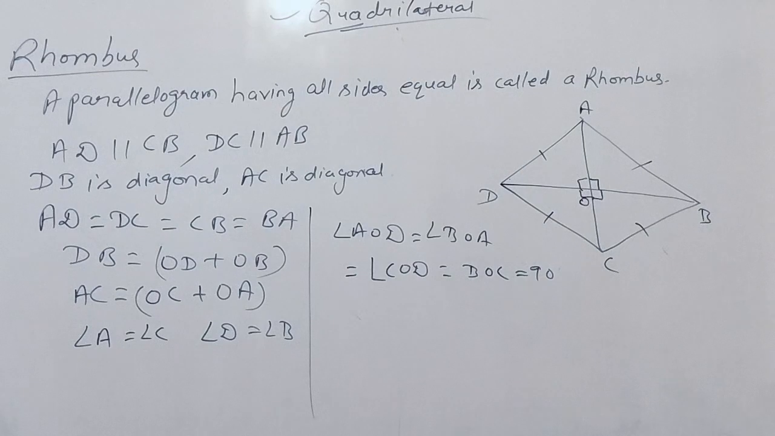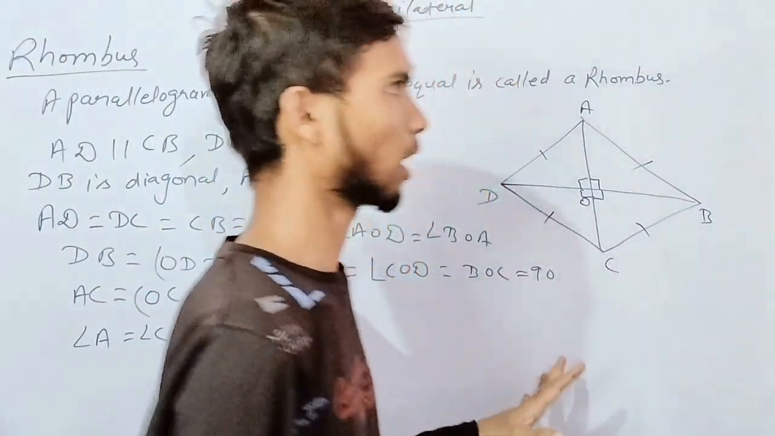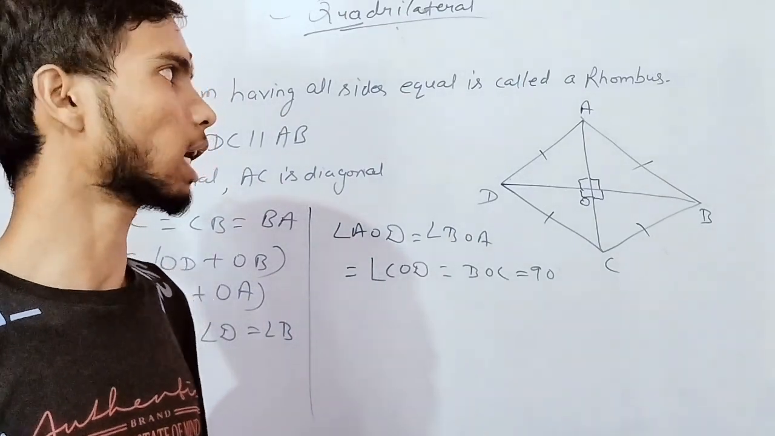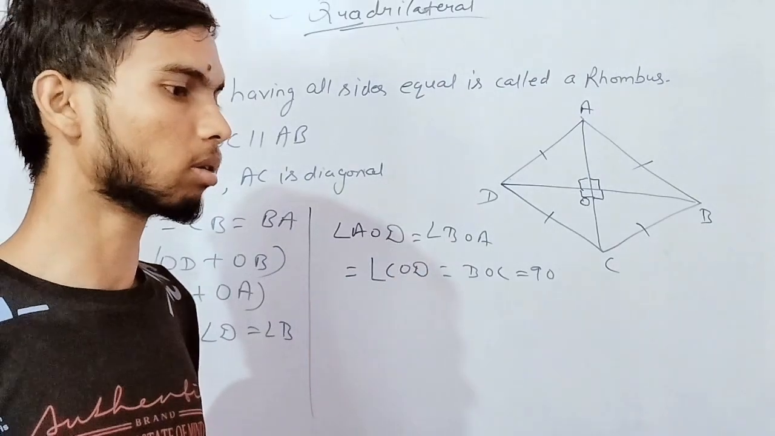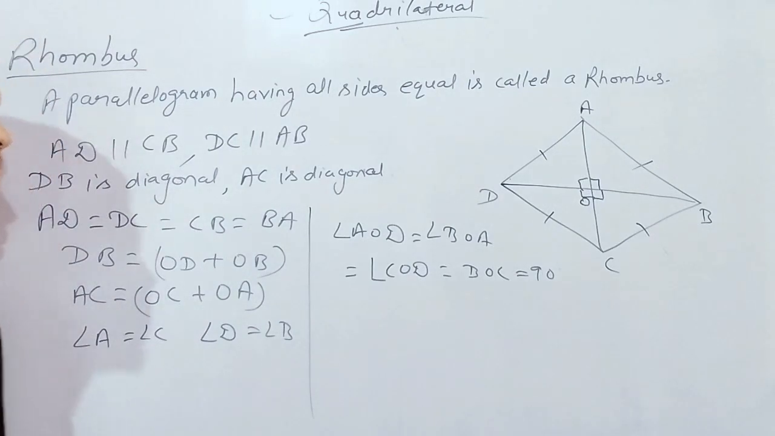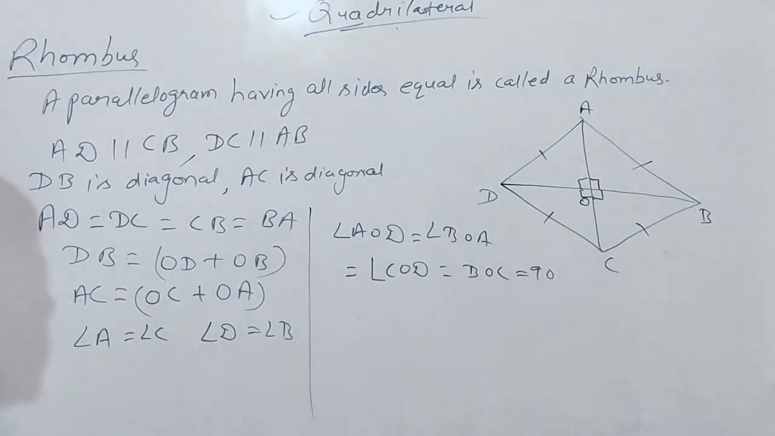Clear? This is the definition of a rhombus. A rhombus will have all sides equal, and angles at the vertex can be different, but at the center they will be 90 degrees. It has all sides equal. This is a measure point for this.